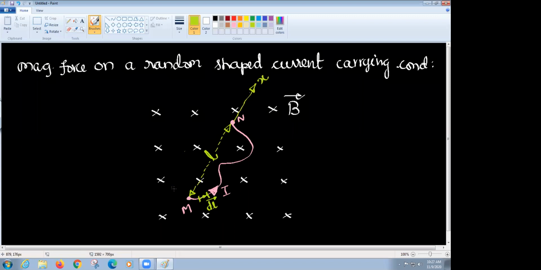This is say the x-axis. Now you draw its perpendicular, and you can make this something like the y-axis. So this is your x-axis and this is a y-axis, and you have a random shaped current carrying conductor. Then how do you do it?